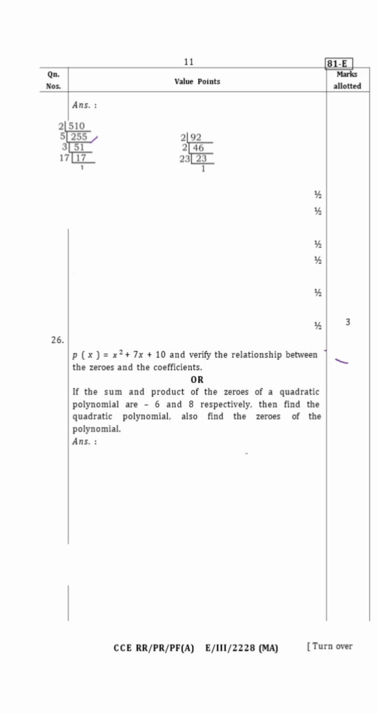Similarly, let us factorize 92. It is an even number. 2 46s are 92, 2 23s are 46, 23 is itself a prime number. So now we have 510 is equal to 2 into 5 into 3 into 17. 92 is equal to 2 into 2 into 23. Here 2 is common, observe.